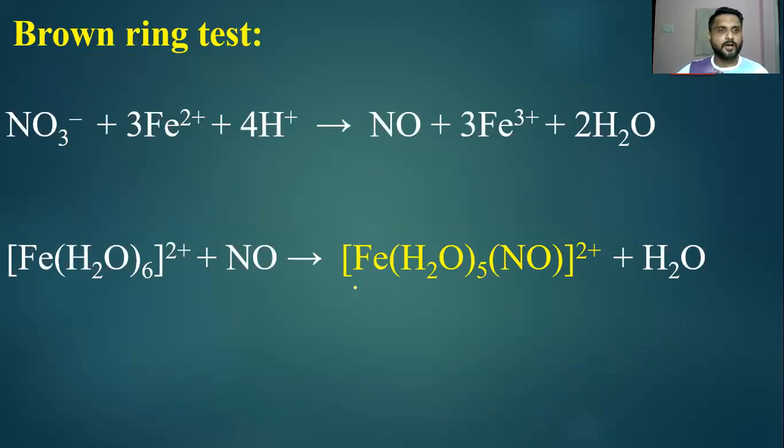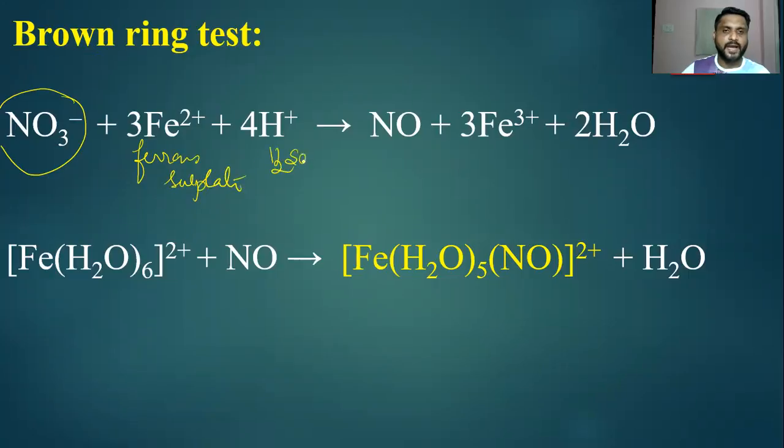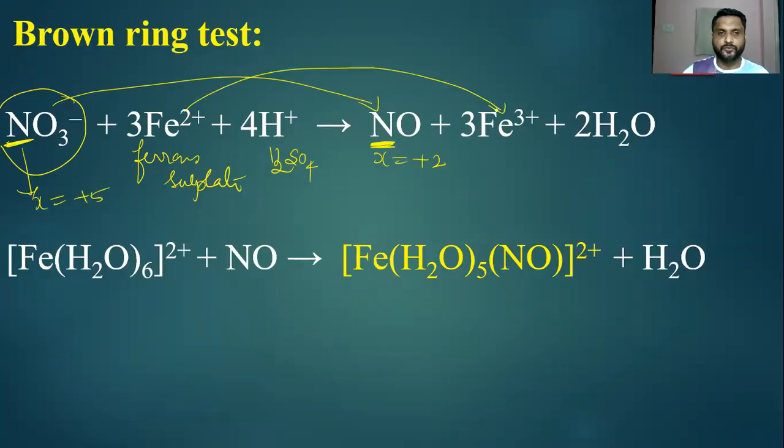Now we have the brown ring test, a confirmatory test for the nitrate radical. What we do is make use of ferrous sulfate, and we add concentrated sulfuric acid alongside the test tube. So what will happen? Nitrate will become NO. Here x is equal to +2 for the nitrogen oxidation number, while for nitrate ion the oxidation number is +5. So it is getting reduced, but ferrous ion is getting oxidized to ferric ion. So remember, nitric oxide forms.